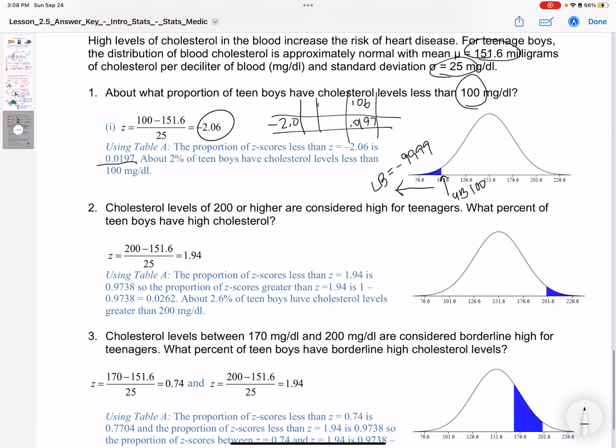Okay, for the next one, the z-score that we got was 1.94. Again, looked it up, and this one we had to do 1 minus it because the chart gives you the 97.38%. So you have to subtract it from that, and you can see the shaded area is closer to 2.6%. If I did it on the calculator, what was it, 200 or higher? Yes, so 200 would be my lower bound. Infinity would be my upper bound. Again, my mean and standard deviation are still 151.6 and 25.